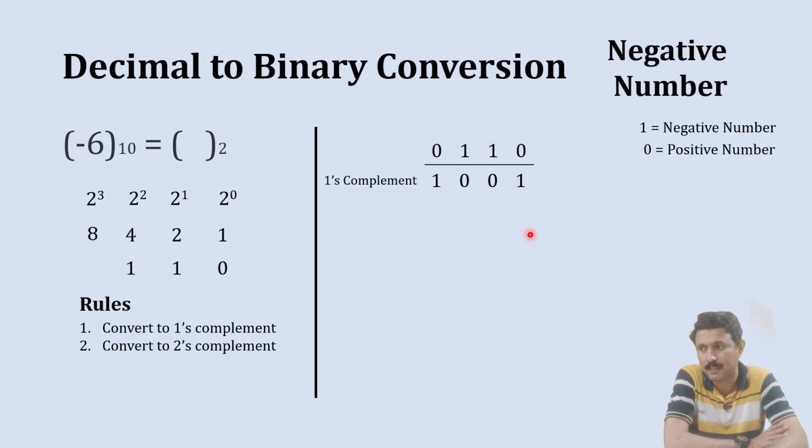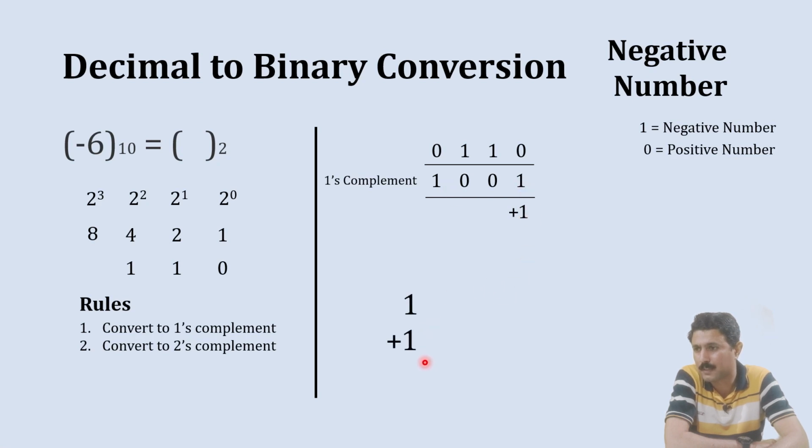What is the next thing? The next thing is to convert it into 2's complement. So in order to convert it into 2's complement, we should add 1 over here. This is the method by which we get a 2's complement. So we'll add this 1 to this number.